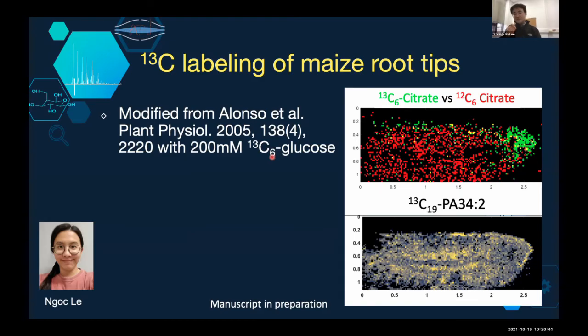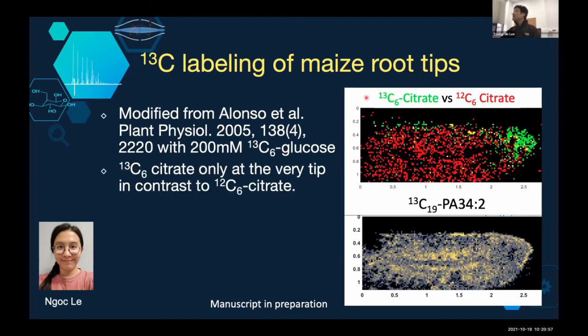After the maize root tip has grown about 1 centimeter, we cut out another 3 millimeters at the tip, so they are totally new tissues. Then we did the imaging, and we can see a lot of interesting things. For example, you can see 13 carbon citrate mostly at the very end of the root tips. Many of you know citrate is an important metabolite in the TCA cycle, so maybe that means energy metabolism is most active at the very end of the root tips.